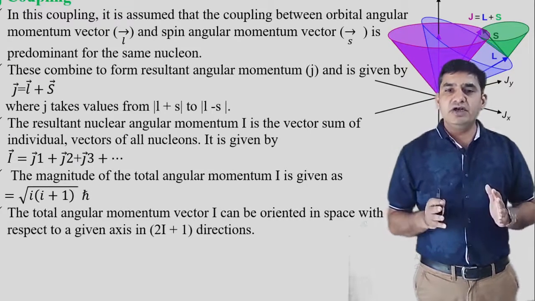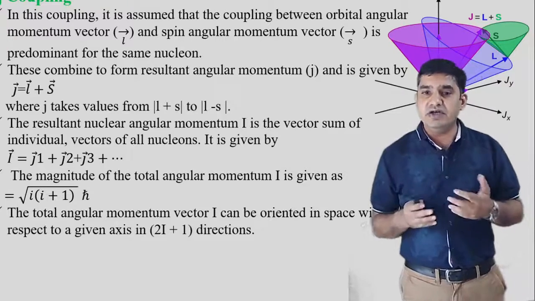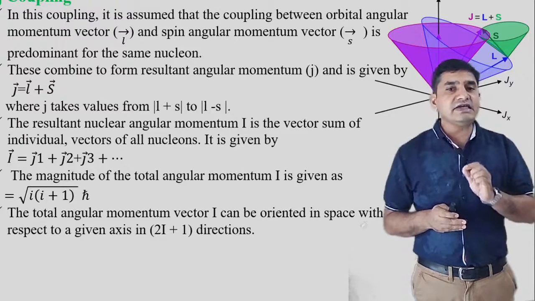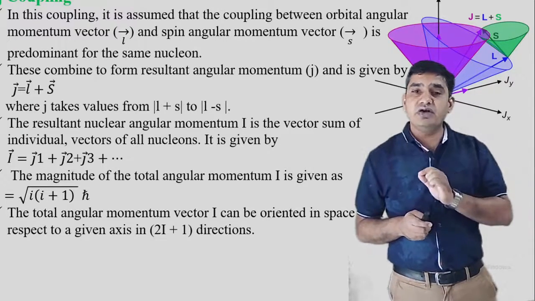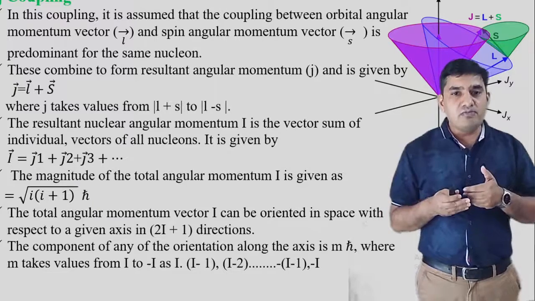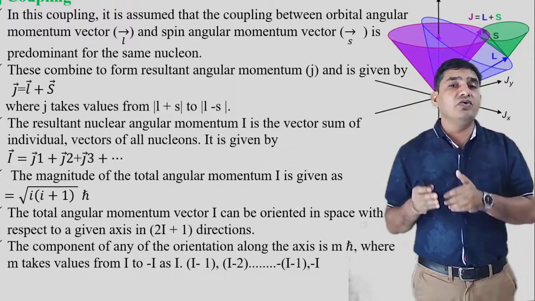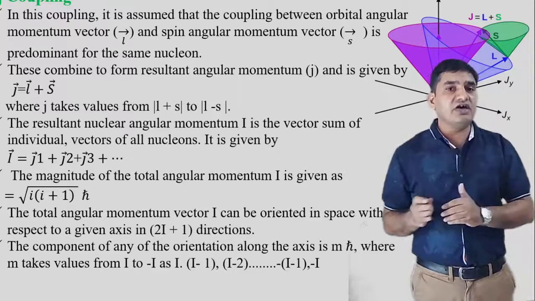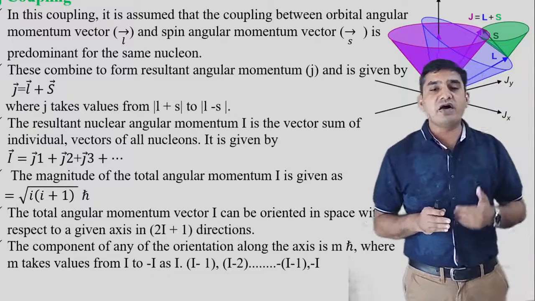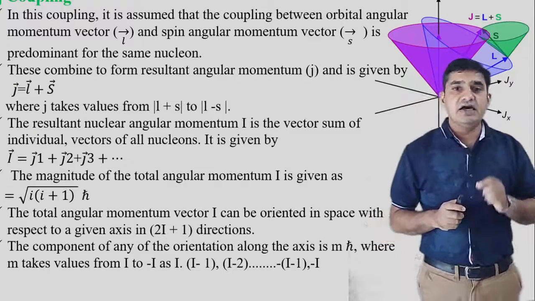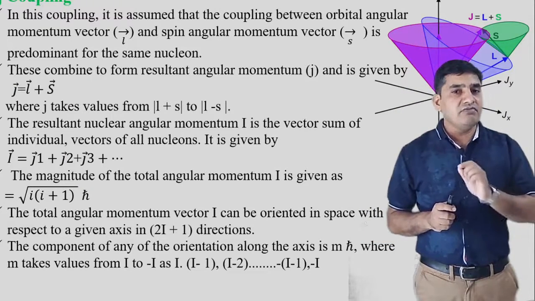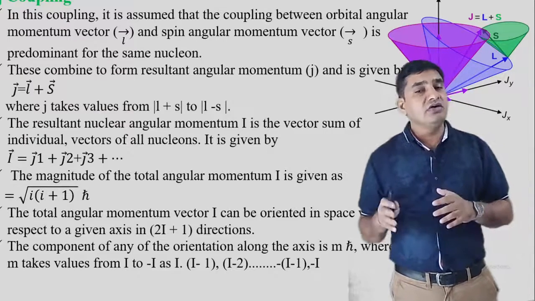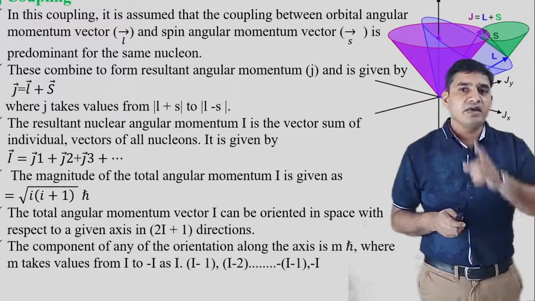The total angular momentum vector I can be oriented in space with respect to the given axis in 2I plus 1 directions. The component of any of the orientations along the axis is m h cross, where m is taken as a value from I to minus I, as I, I minus 1, I minus 2 and so on, up to minus (I minus 1), minus I.